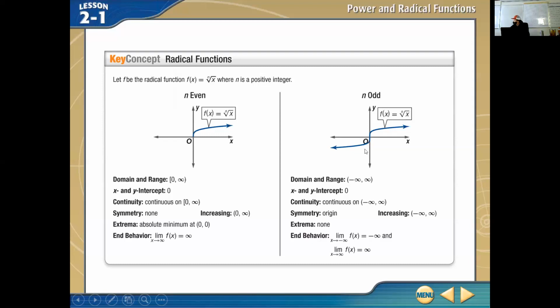Symmetry is based upon the origin, because if we were to rotate it 180 degrees around 0, 0, we would map onto ourselves. It's increasing from negative infinity to positive infinity. There is no extrema. The end behavior: the limit as x approaches negative infinity, f of x approaches negative infinity, and the limit as x approaches positive infinity, f of x approaches positive infinity.